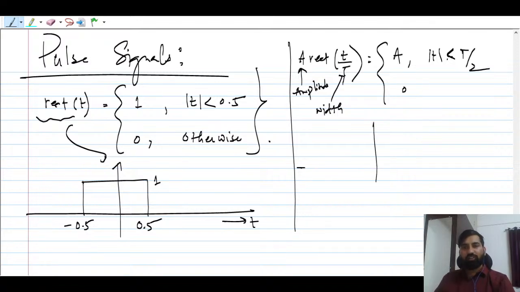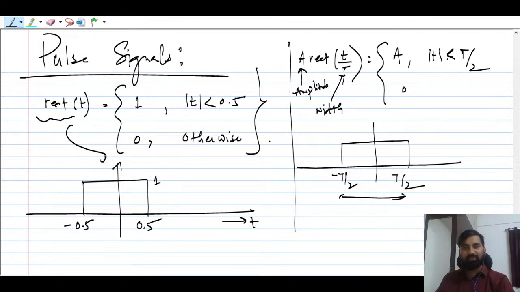So if you want to plot this, whenever there is a t, always divide by 2. So this width is nothing but capital T, and this strength is going to be A. Height is going to be A. So this A is nothing but the height of a pulse. So you have to know the height of a pulse.